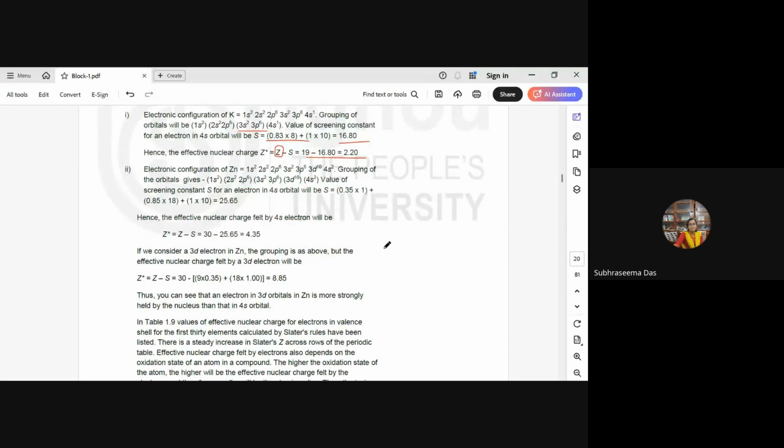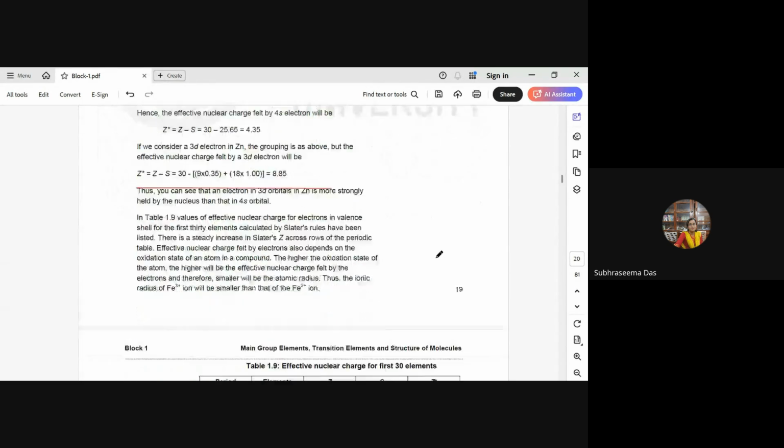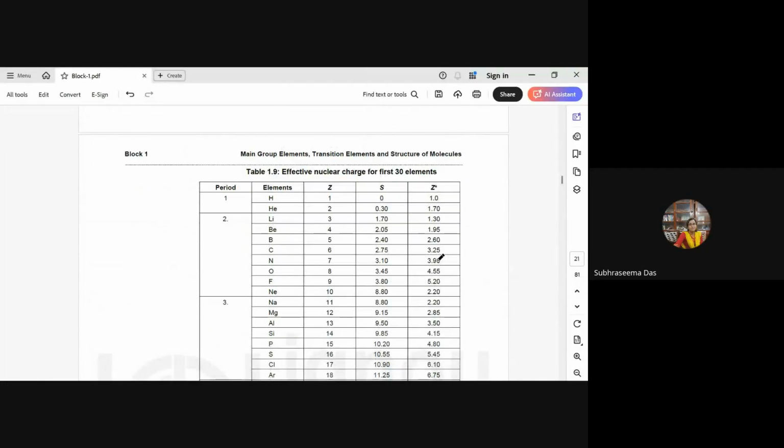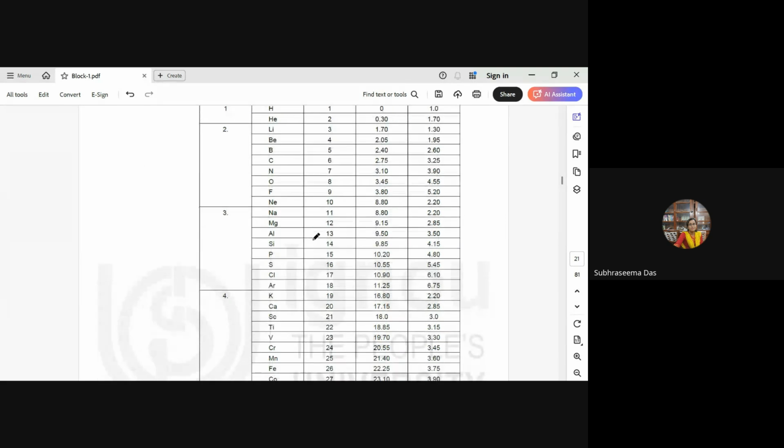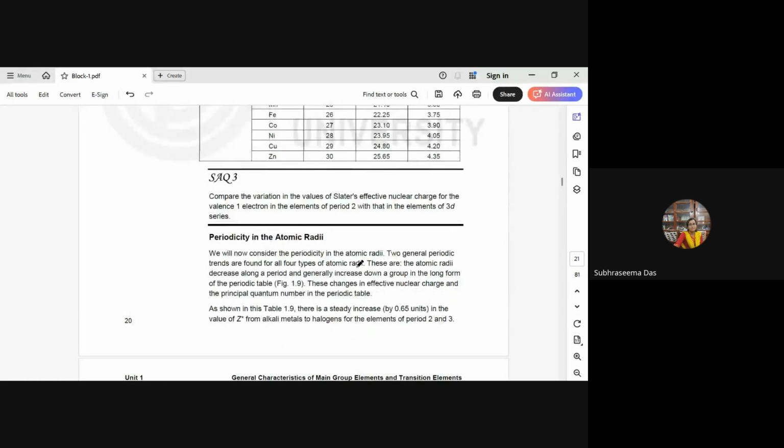So similarly, this is how we can calculate for other atoms. This is how we calculate the effective nuclear charge, or Z star. Here in table 1.9, we have different elements along with their Z, the shielding constant, and the Z star values for the first 30 elements. It has been given here.